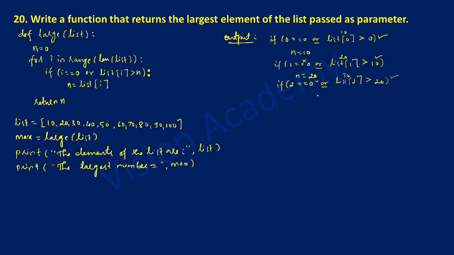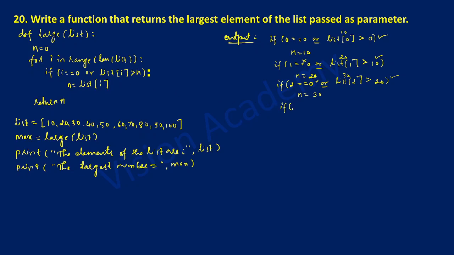Yes, condition is true. If this is true, then this initialization takes place. Now n is equal to list of 2. List of 2 consists of what? 30. So 30 is equated to n. Once again, control transfers to the for loop by incrementing the value of i by 1.